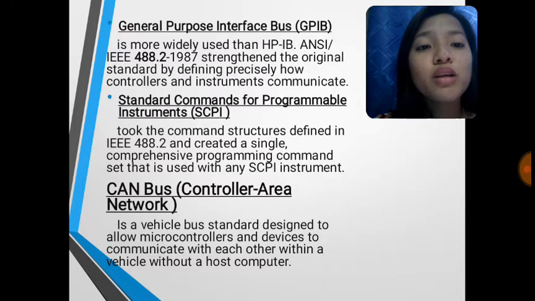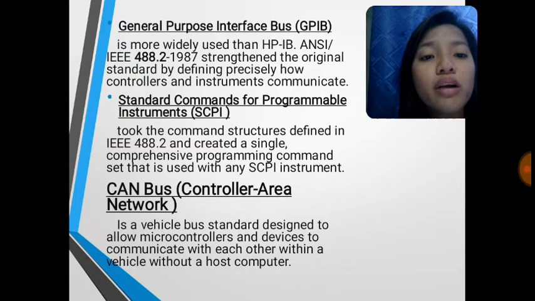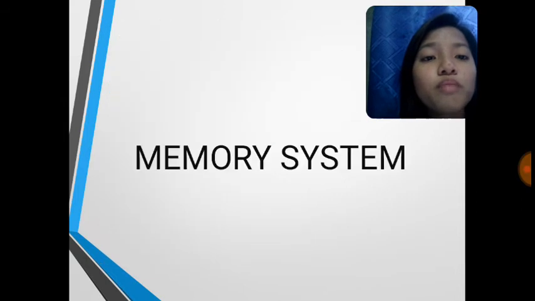Standard Commands for Programmable Instruments, SCPI, took the command structure defined in IEEE 488 and created a single comprehensive programming command set that is used with any SCPI instrument. CAN bus, Controller Area Network, is a vehicle bus standard designed to allow microcontroller devices to communicate with each other within a vehicle without a host computer.